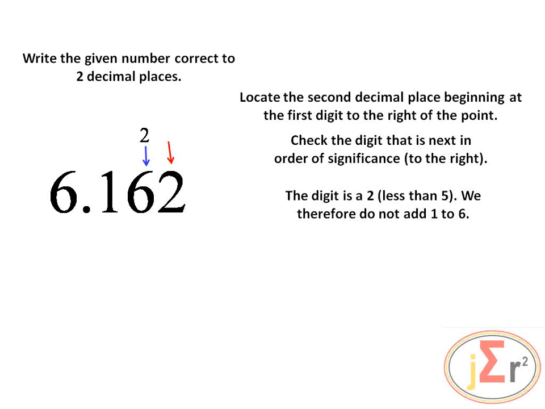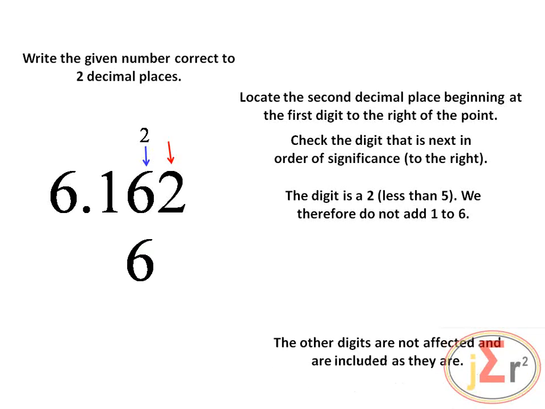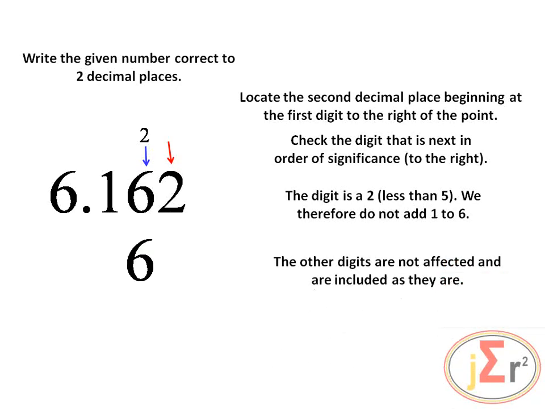The digit is a 2, which is less than 5. For those that are 5 or more, we will add 1 to the digit in question. But in this particular case, it is a 2. It is less than 5. We therefore do not add 1 to 6. So 6 goes back as it is. The other digits are not affected. That is, those to the left are not affected and are included as they are.